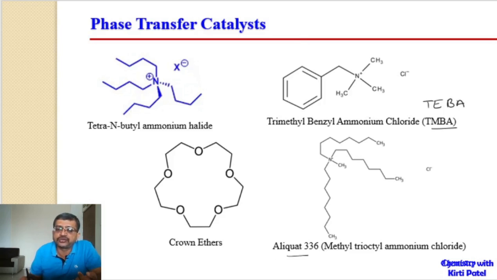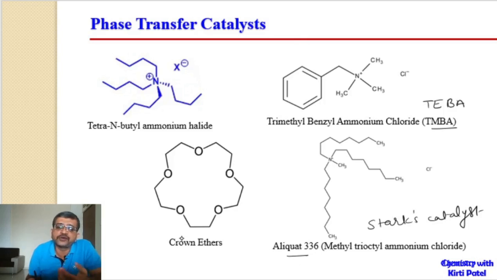Then we will also look into Aliquat 336, that is methyl trioctyl ammonium chloride. There is one methyl group attached to nitrogen and 3 octyl groups attached to nitrogen. This is also known as Stark's catalyst or Aliquat 336.